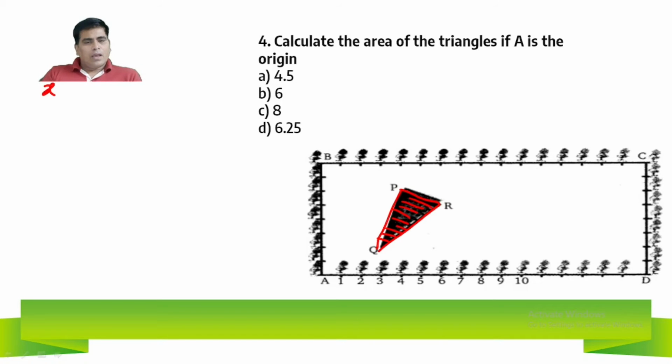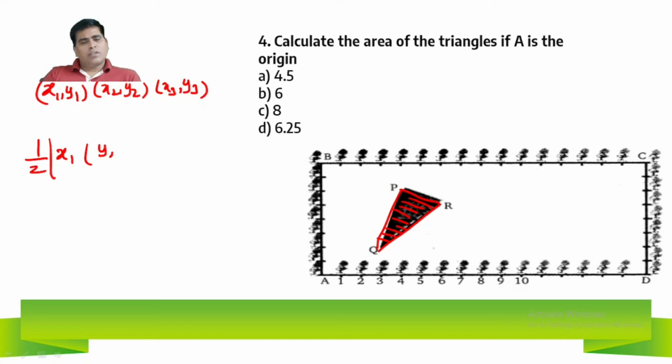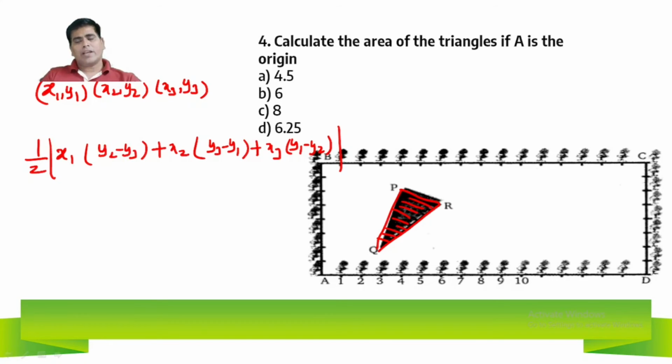If x1 y1, x2 y2, x3 y3 are the three different vertices of the triangle, then the area of the triangle is half modulus x1 into y2 minus y3 plus x2 into y3 minus y1 plus x3 into y1 minus y2. So this is the formula to calculate the area of the triangle.